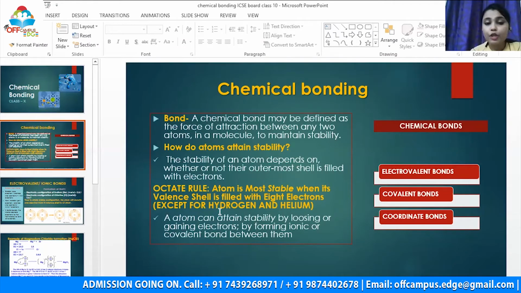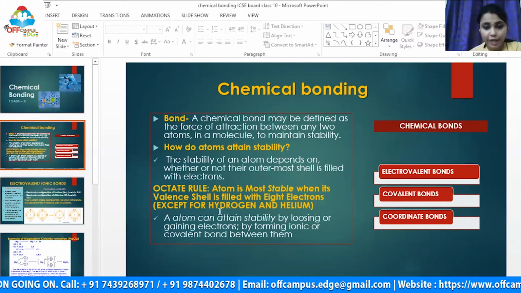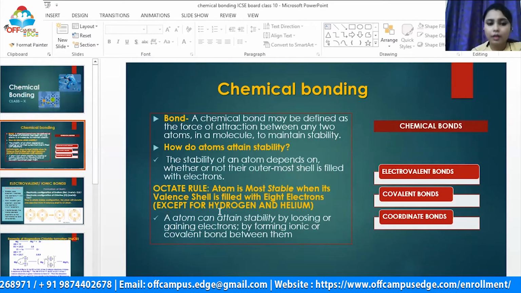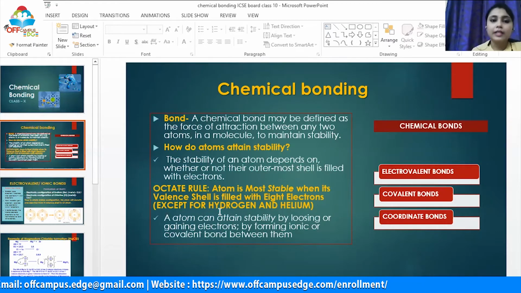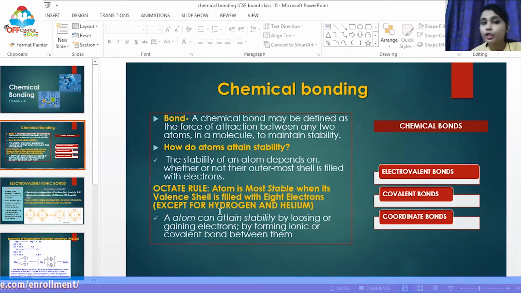The stability of an atom depends upon whether or not its outermost shell is filled with electrons. Atoms attain stability by attaining the noble gas configuration. Now, what is this noble gas configuration? It means that the atom will follow the octet or the duplet rule.